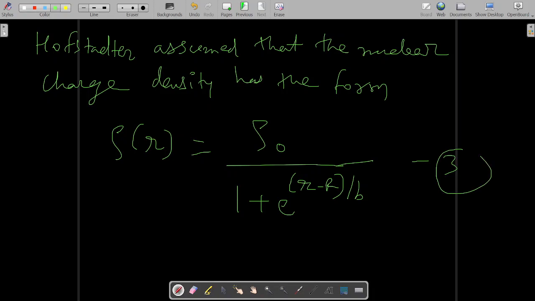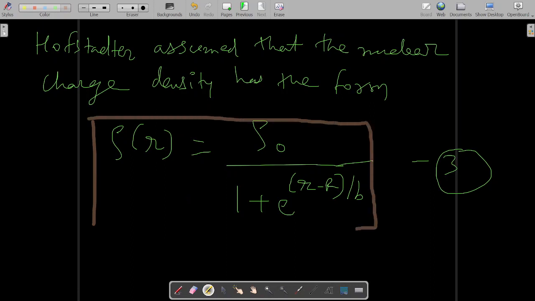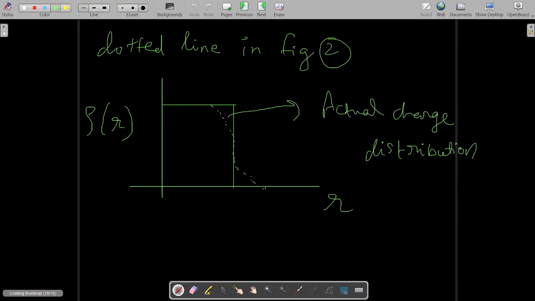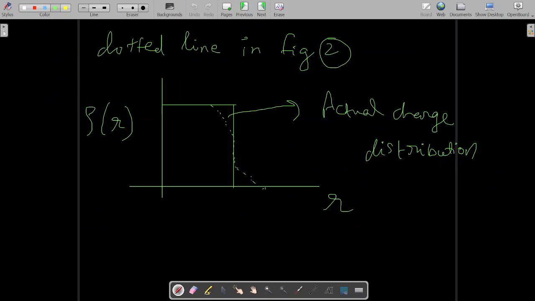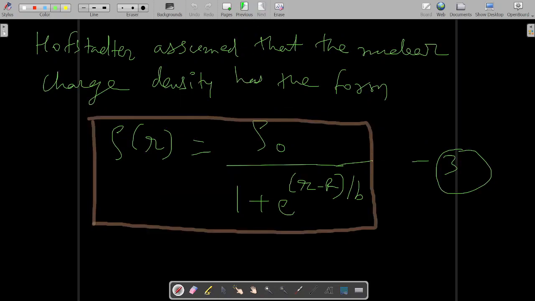You must have learnt in maths in lower classes that to every function there is a graph associated. So this is a function of r, so there will be a graph associated with it. The graph has been drawn over here. The graph is this dotted one. So see here.